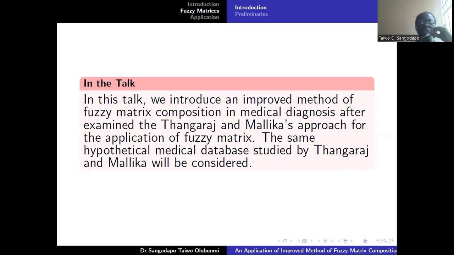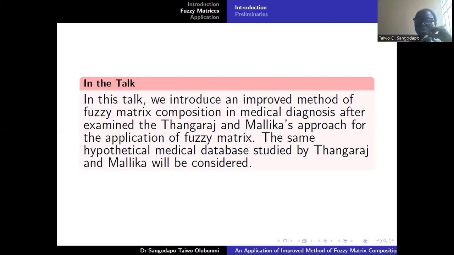Now, in this talk, what are we talking about? We're talking about how we introduce an improved method. There was a method in place, but we want to improve on it. And the method is fuzzy matrix composition. After the improvement, we apply it to medical diagnosis, because there was a method in place by Sangodapo and Malika's approach. They used their own approach. They use fuzzy matrix composition, and they apply it to medical diagnosis. But we want to improve on that method.